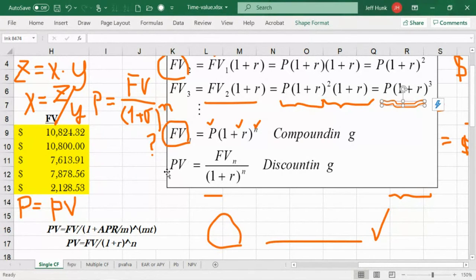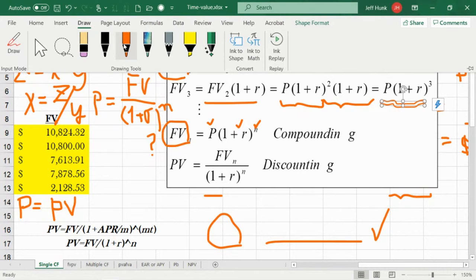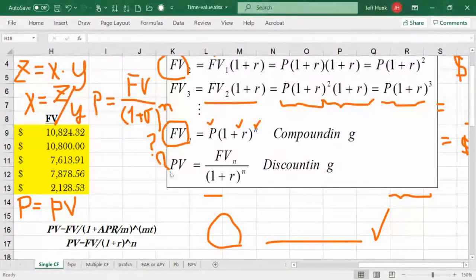And if principal is the unknown, to solve for principal, future value must be known, R must be known, N must be known, right? And the process to find present value, I already said, is called discounting. Discounting and compounding are reverse processes of each other, right?